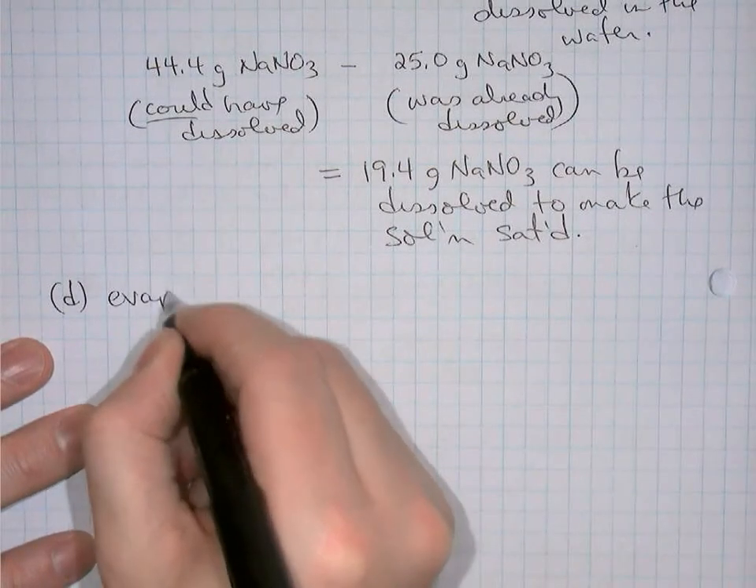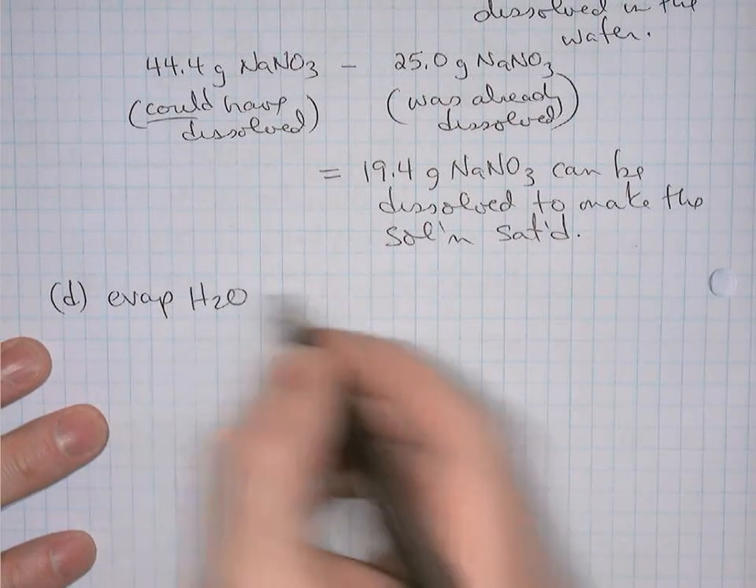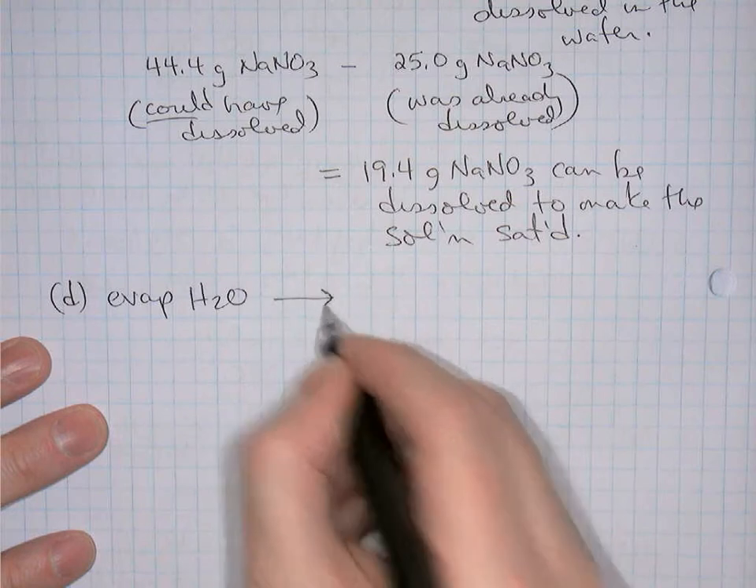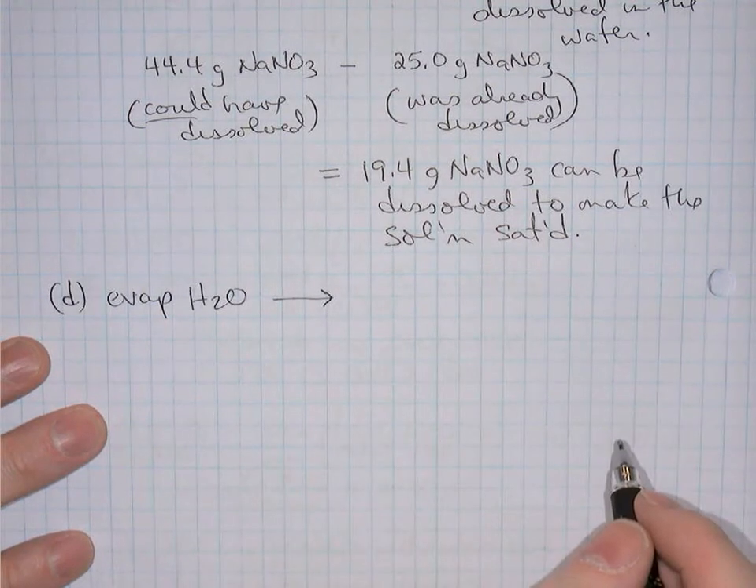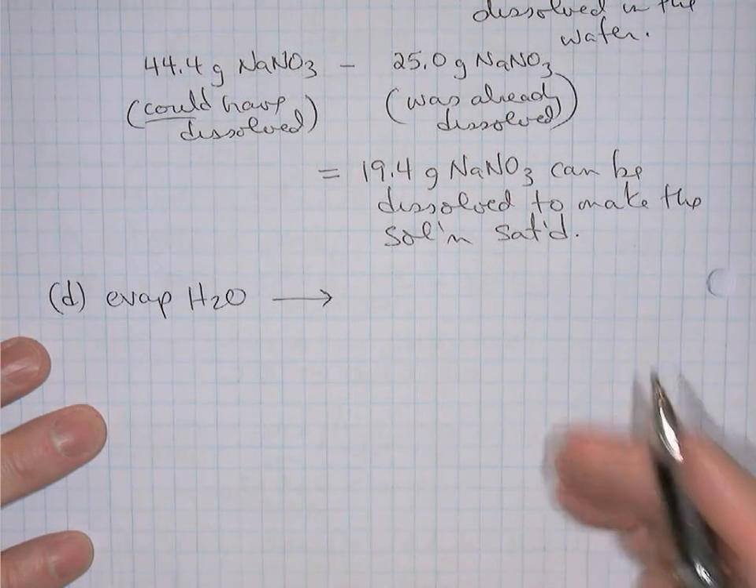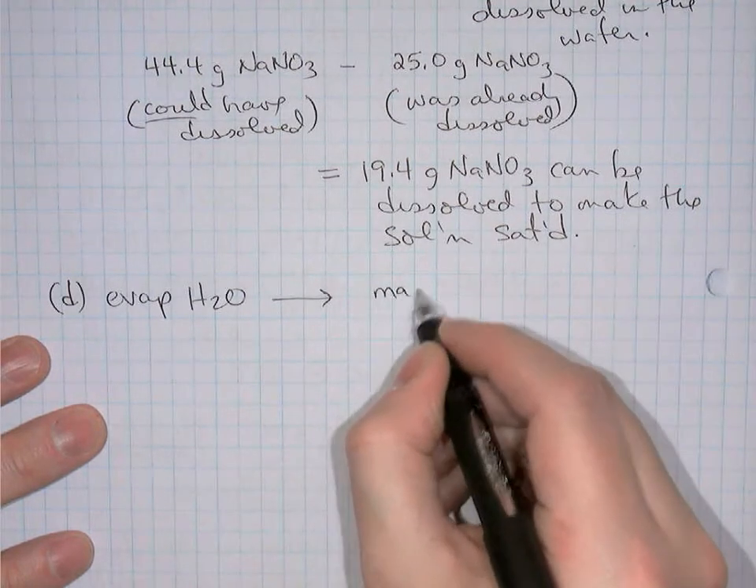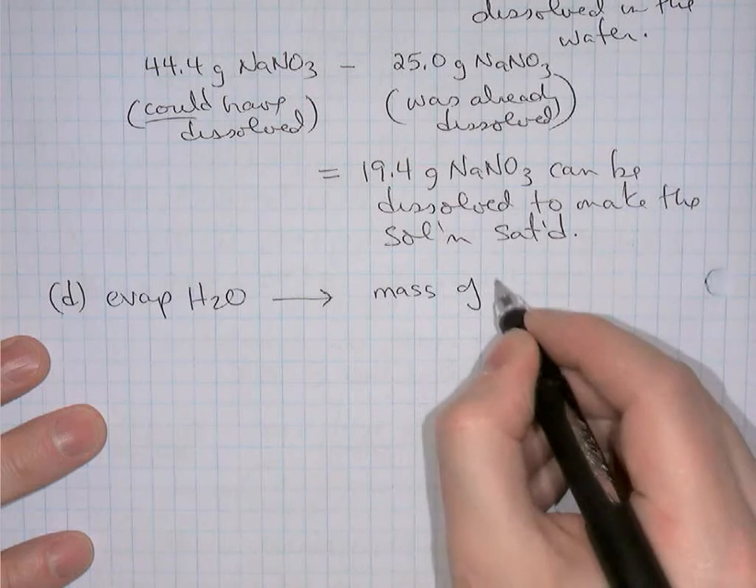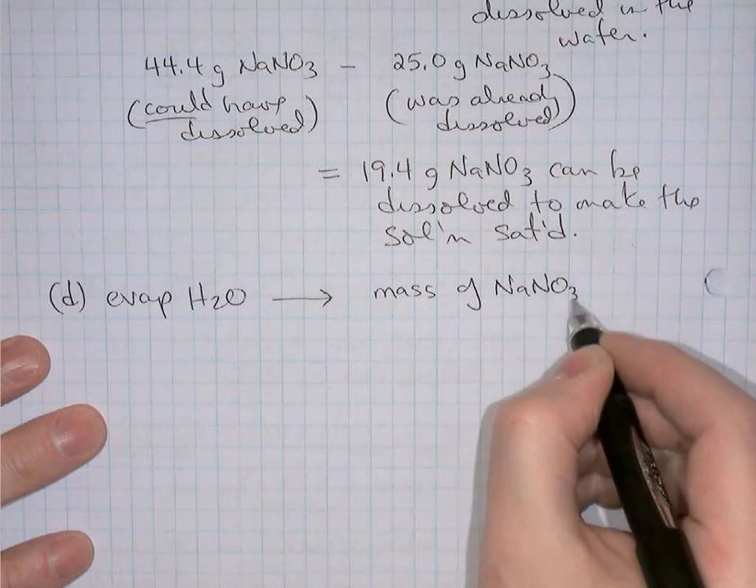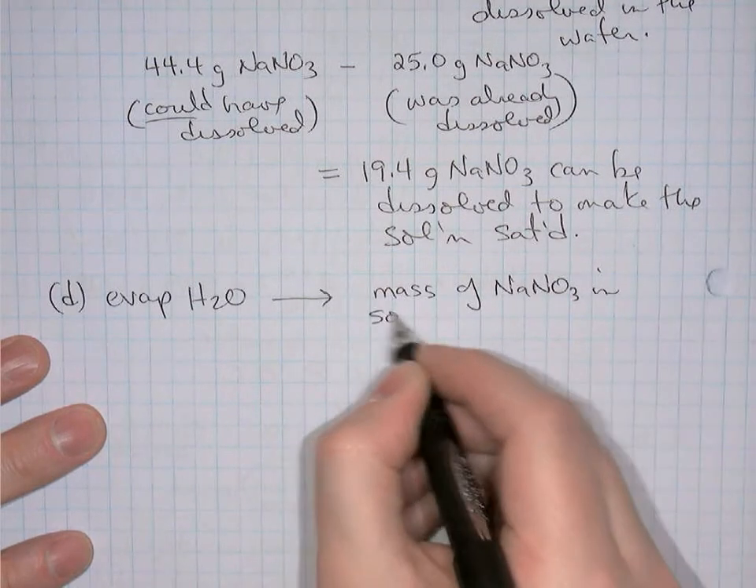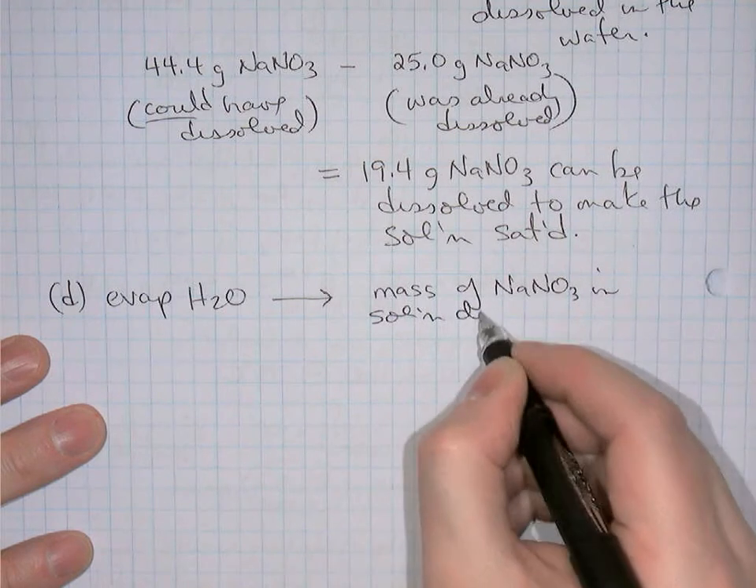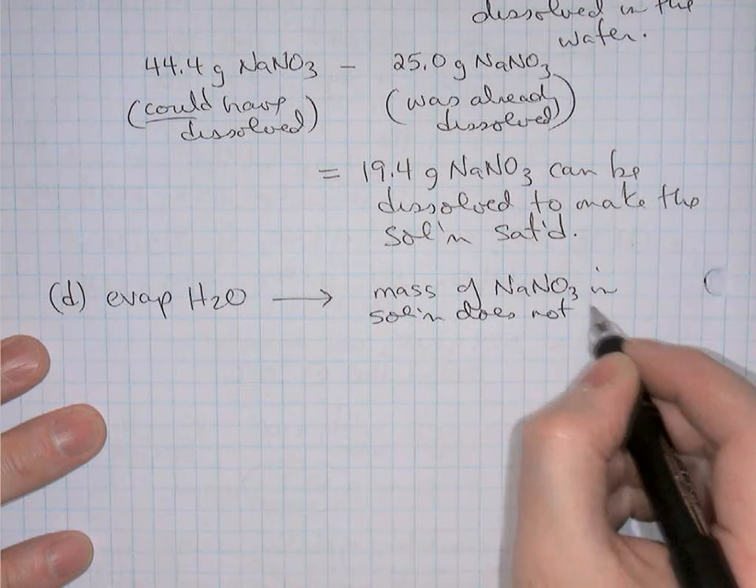So we're going to evaporate water, and just like we did in the previous question, think about what does not change if you're evaporating the water. Well, if you're evaporating the water, the mass of the sodium nitrate in the solution does not change.